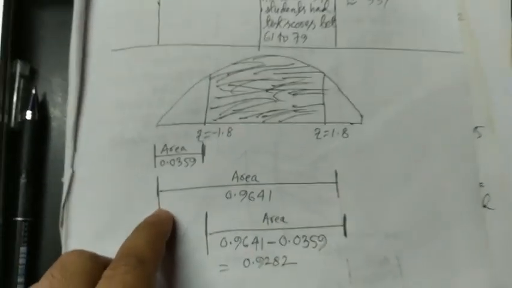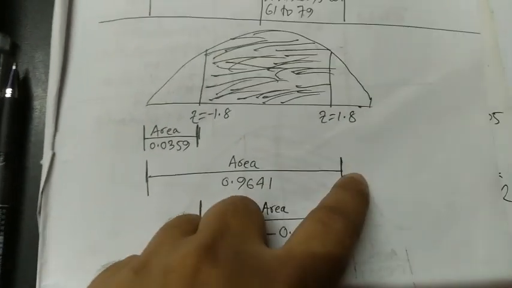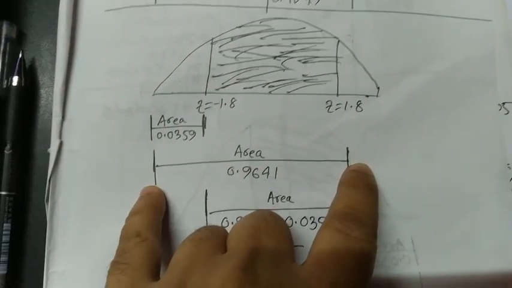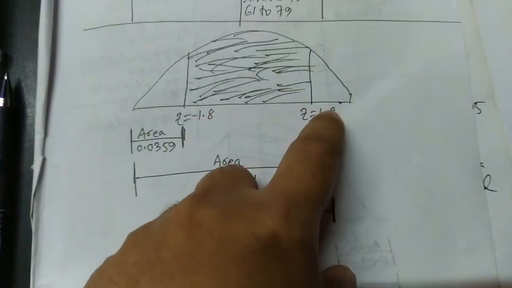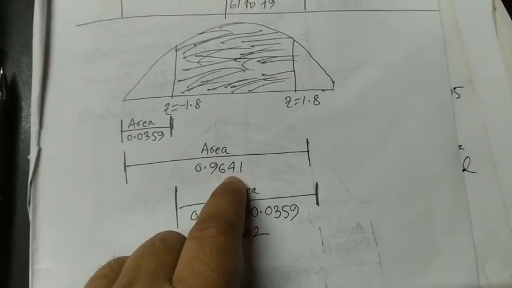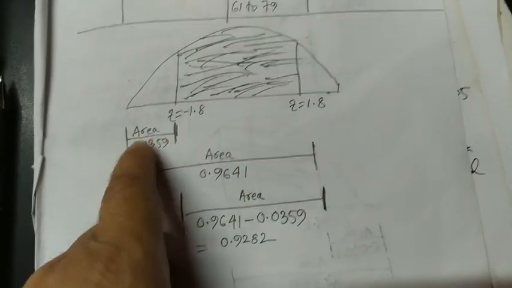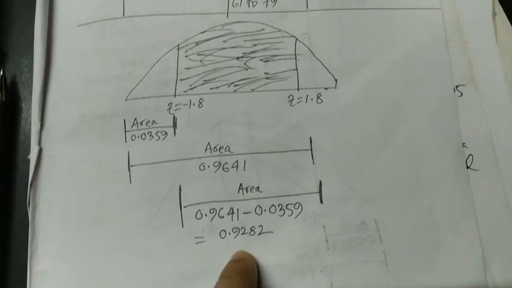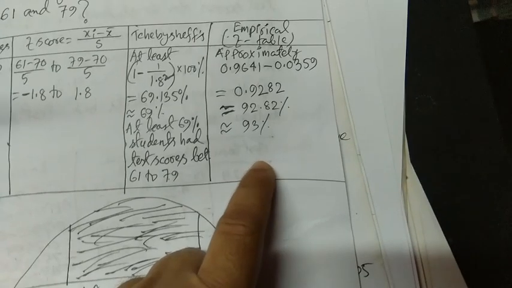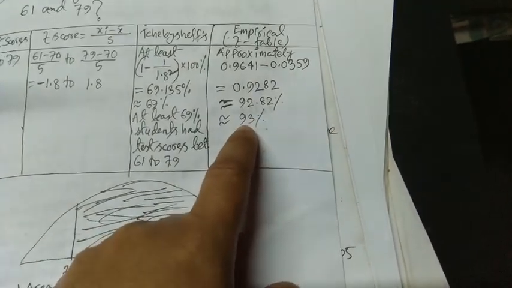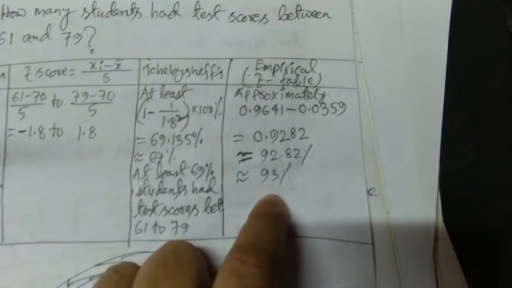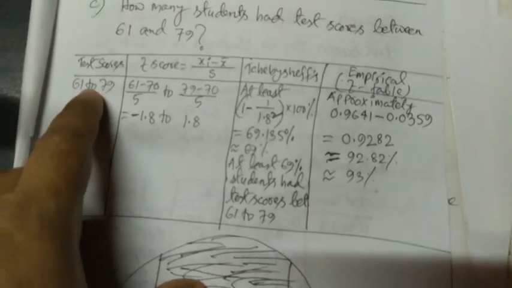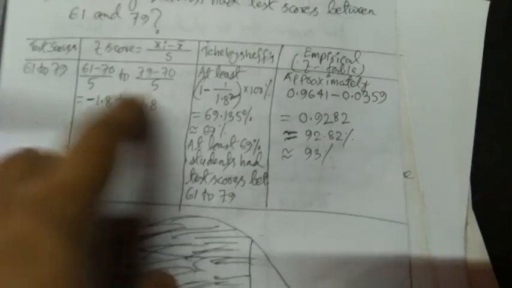But this 0.96 area is from here to here. We don't need the full area. We only need the area up to this shaded area. So from 0.9641 we will deduct 0.0359, to get 0.9282. That is 92.82%. If we round it, it is 93%. That means approximately 93% of students had a test score between 61 to 79 according to the empirical rule.